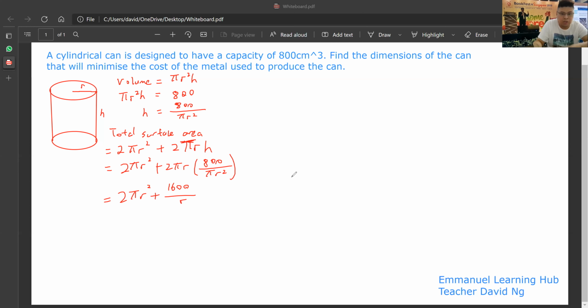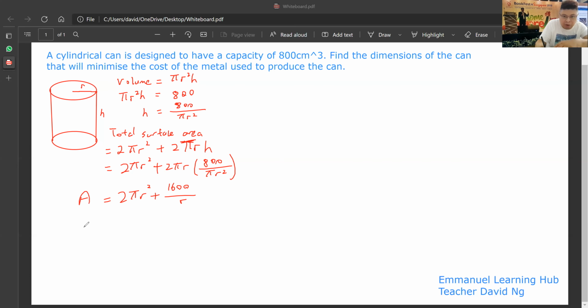Okay, this is your total surface area. r cancel, 1600 over r. So this is the total surface area for the material you need. Let's call this A. A equals 2 pi r square plus 1600 over r. The dimensions of the can that minimize the cost, so I need to find minimum A.